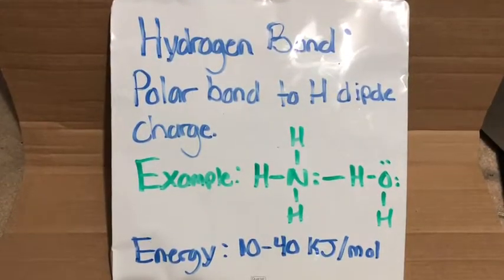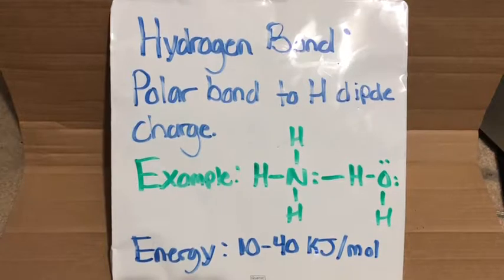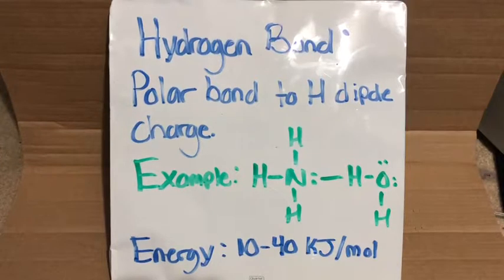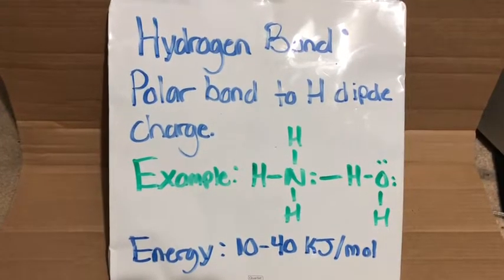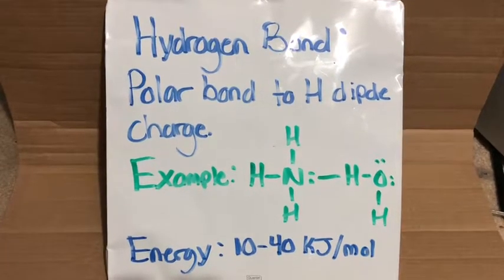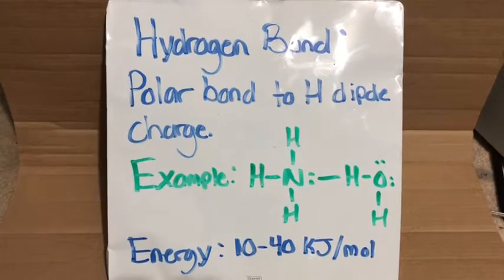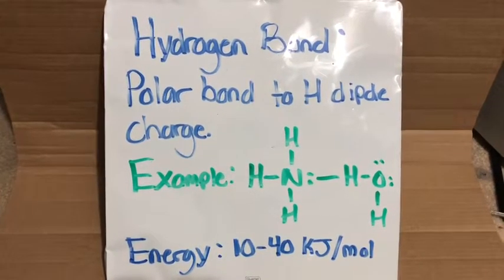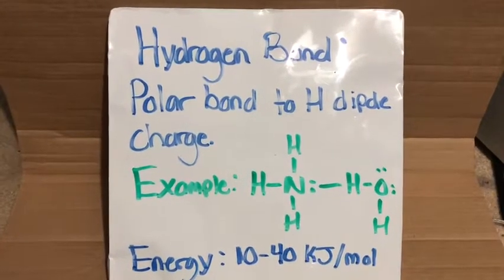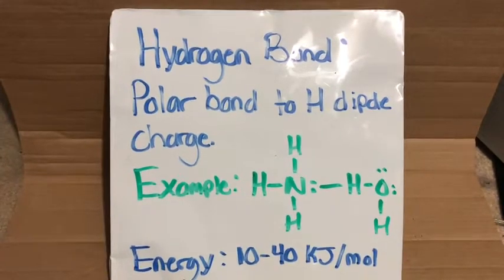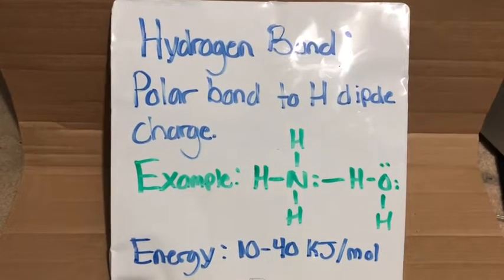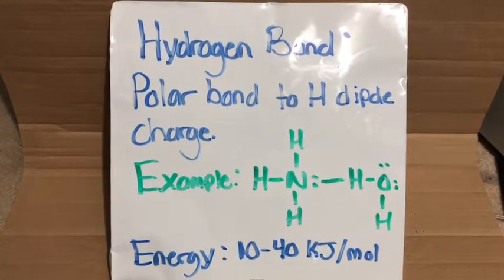Hydrogen bonds are characterized by the force between a polar bond to an H dipole charge. For example, we have in the green an ammonia ion bonding with the hydrogen on the solvent, water. In a hydrogen bond, the participants of the polar bonds are either nitrogen, oxygen, or fluorine. The energy associated with the hydrogen bond ranges between 10 to 40 kilojoules per mole.